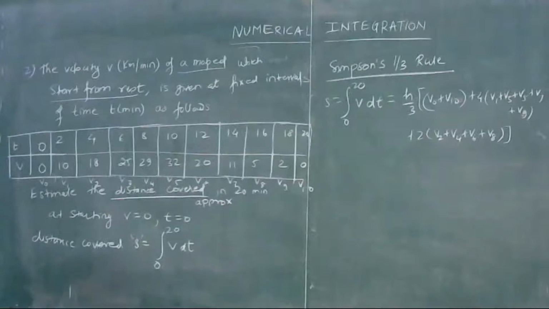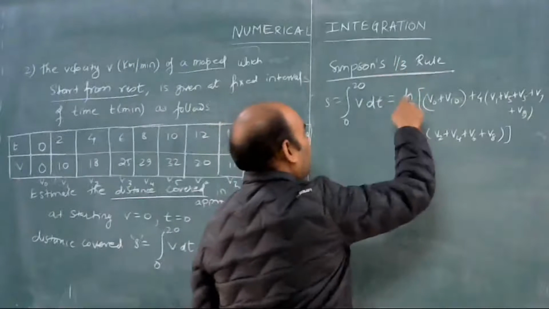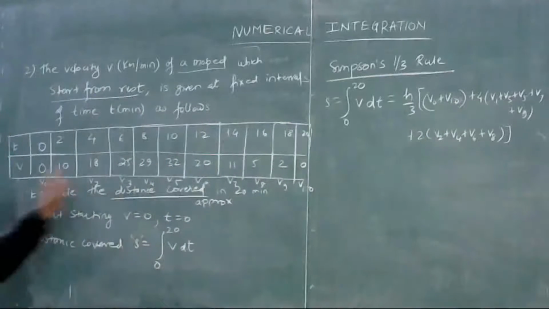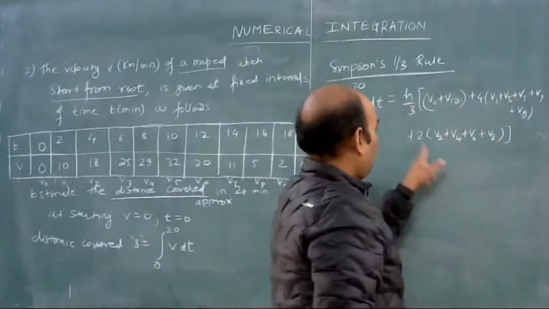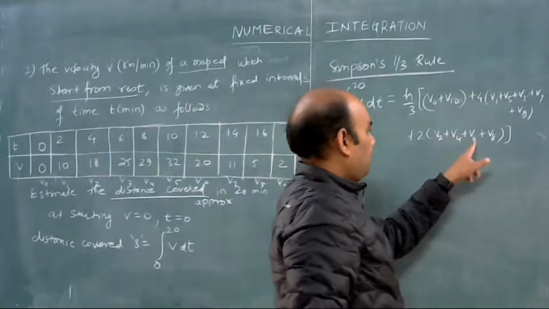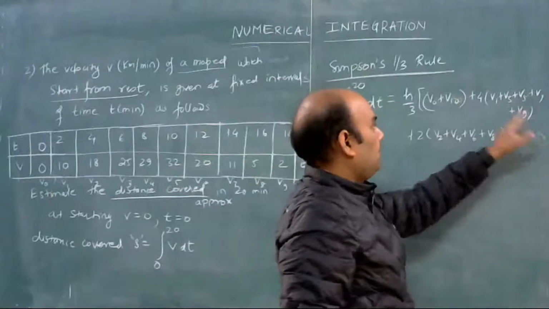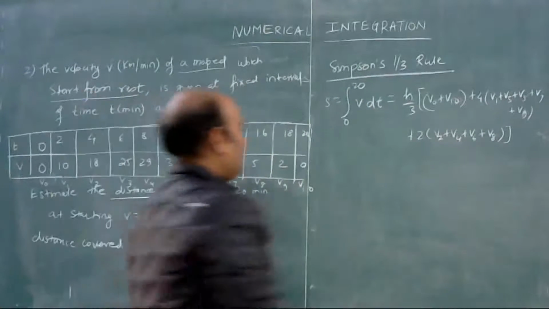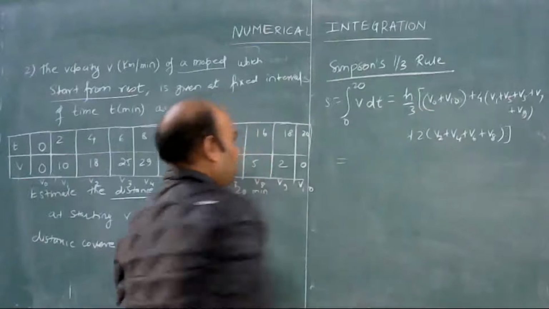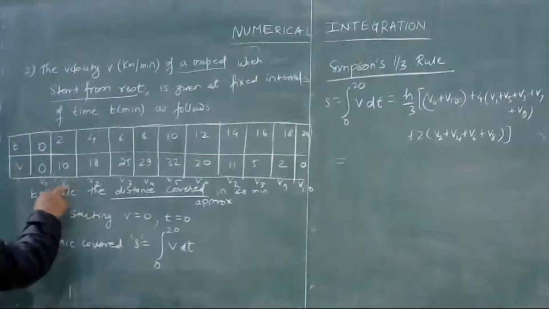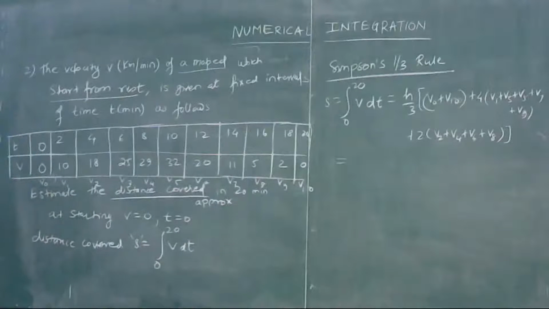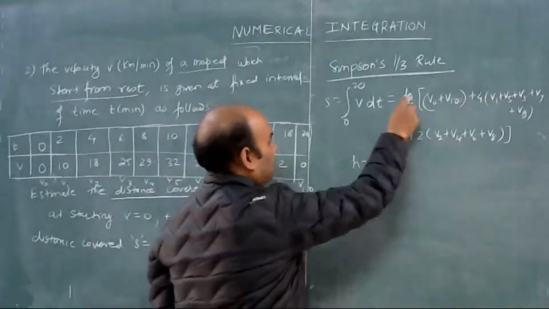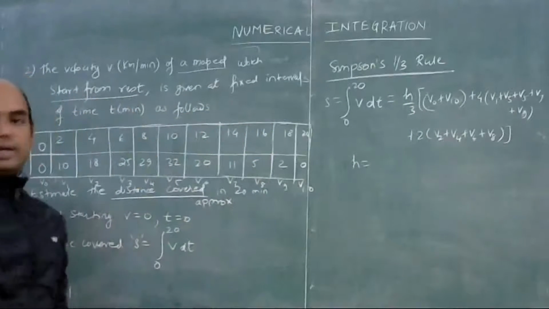So first write h by 3, this is the 1/3 rule. Then the first term and last term, so first term is v0 and last term is v10. Then twice the even terms v2, v4, v6 and v8, plus 4 times the rest, that is the odd terms of v. It is quite simple. You have to substitute the values of velocities v0, v1, v2 up to v10. Before that, we have to find the value of h.